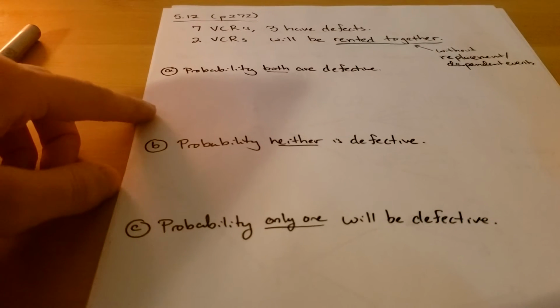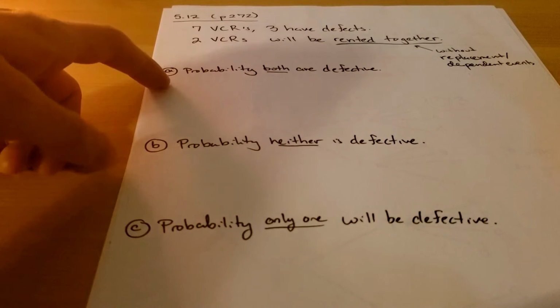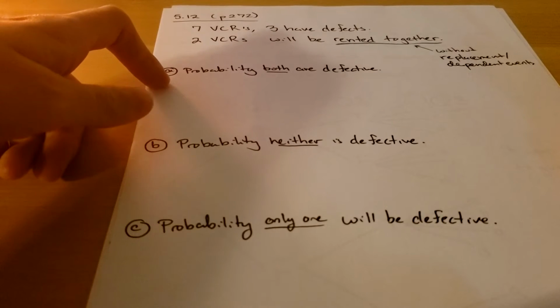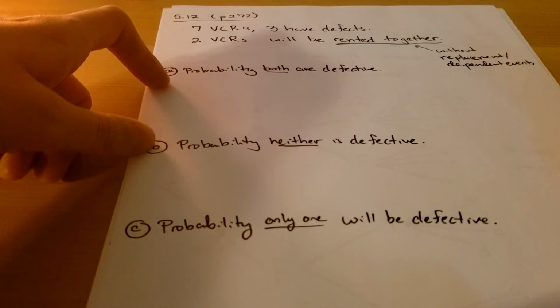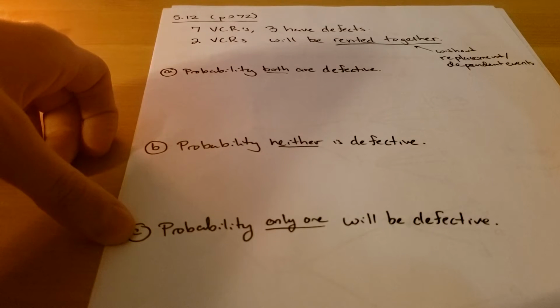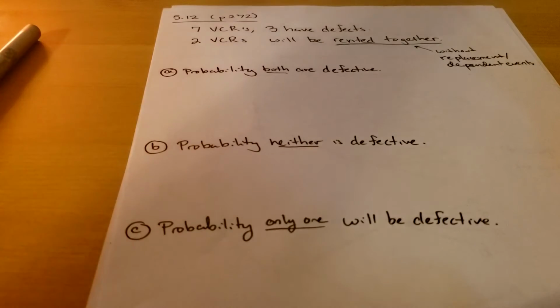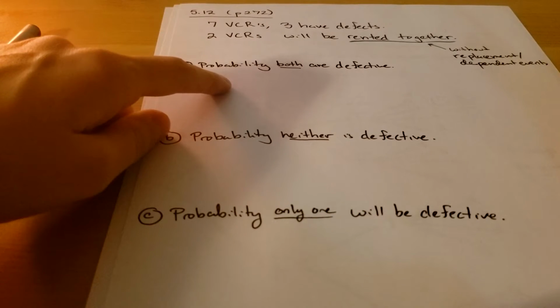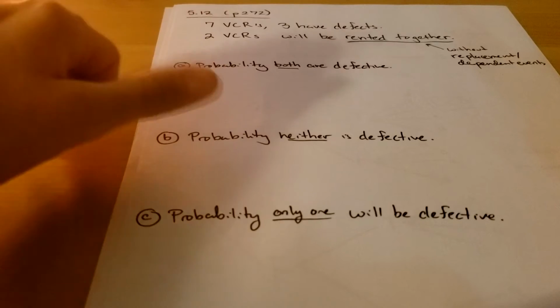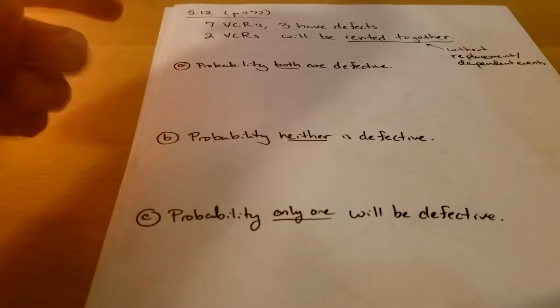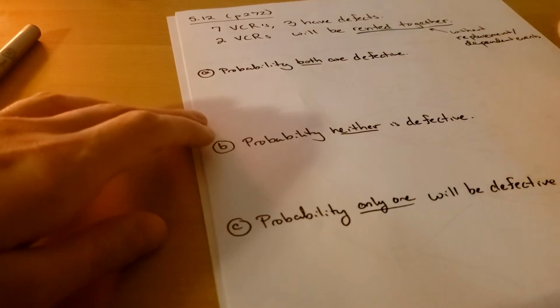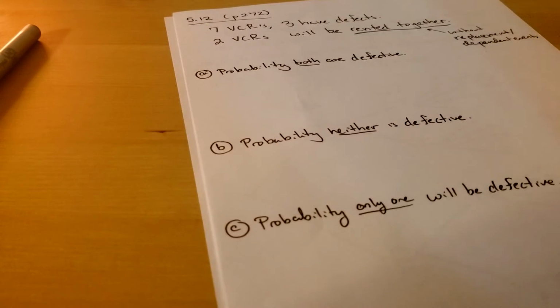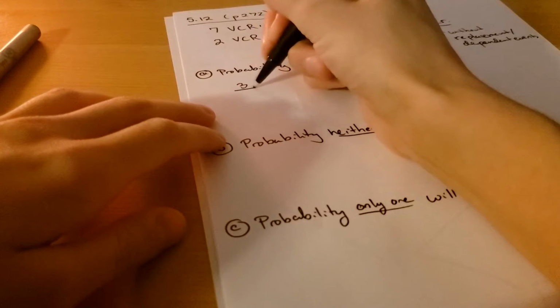Now we'll look at what questions they're asking us. First, they're asking us to find the probability both are defective, then the probability that neither are defective, then the probability that only one will be defective. The probability that both are defective is the same thing as the probability of the first one being defective and the second one being defective. So the probability that the first one is defective, well, we're told we have 3 that are defective out of 7. So that's going to be 3 out of 7.